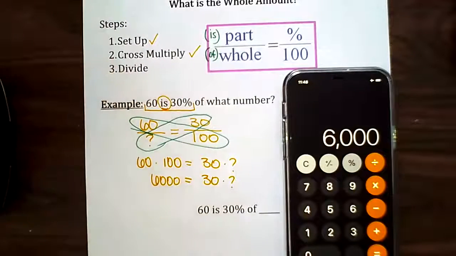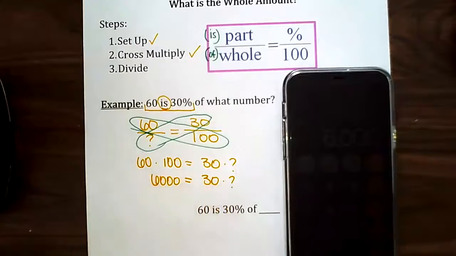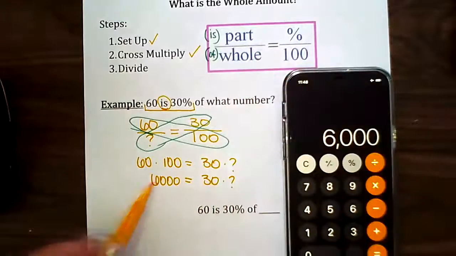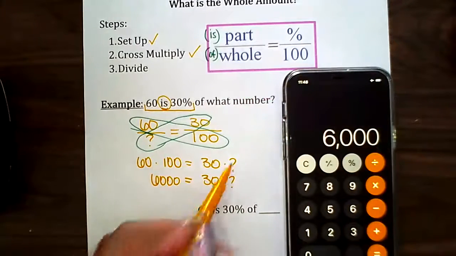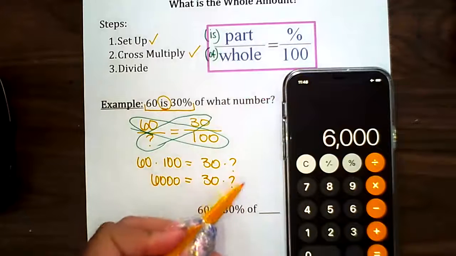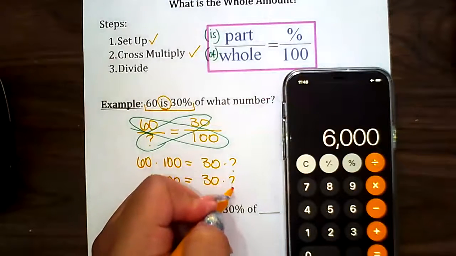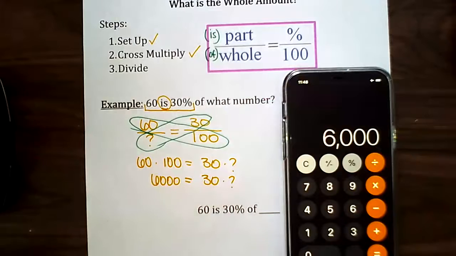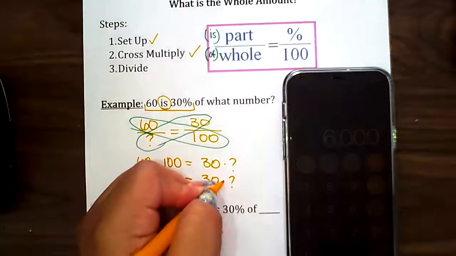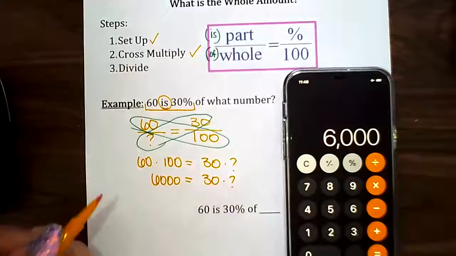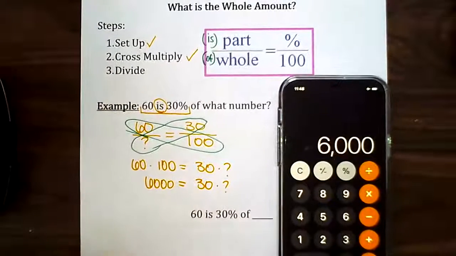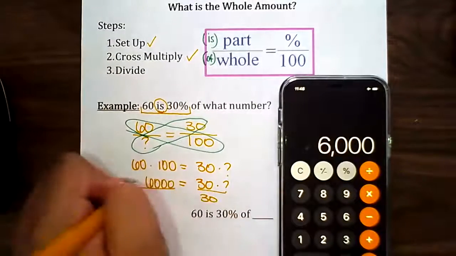Now I'm going to do the last step, which is to divide. Now remember, we can't get tricked in thinking that we just automatically divide by 100 because I had to multiply by 100. So now we want to know, what do I divide by? Well, since I want to know what this question mark is, I get rid of anything attached to it. And it's attached by multiplication, so I'm going to use division to get rid of it. It's our last step. So I'm going to divide by 30.